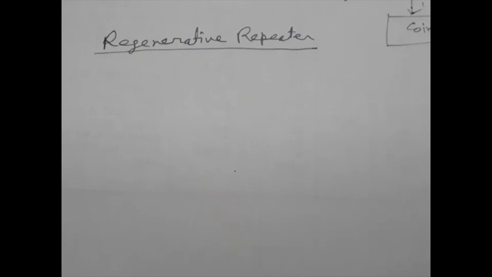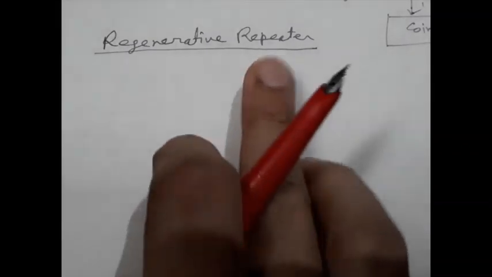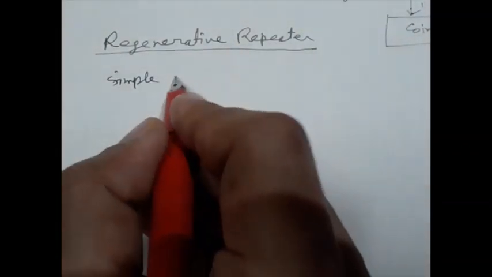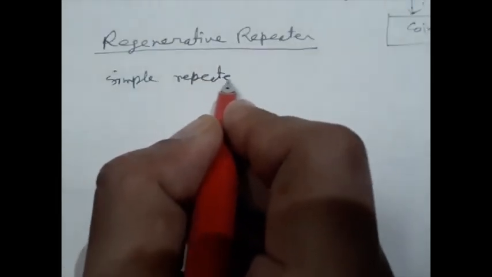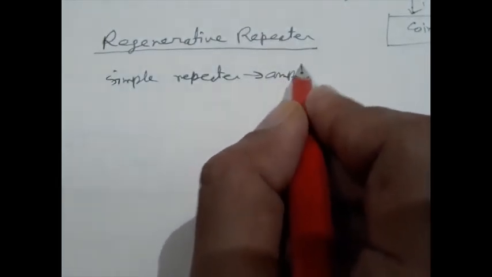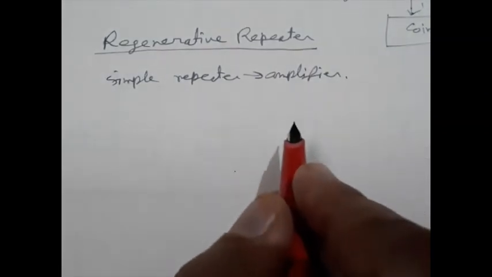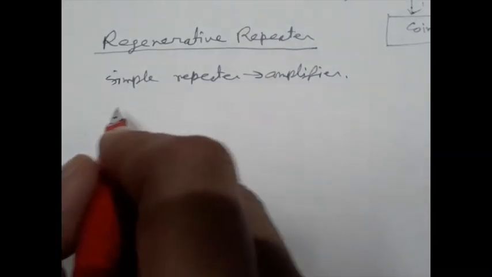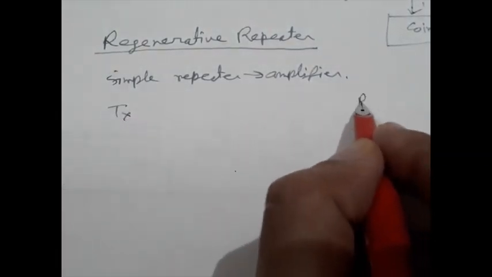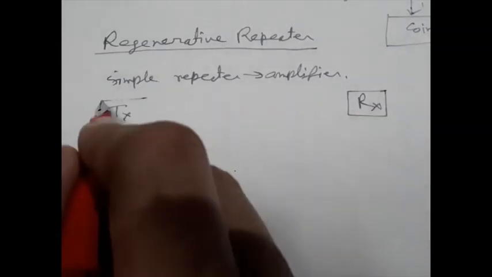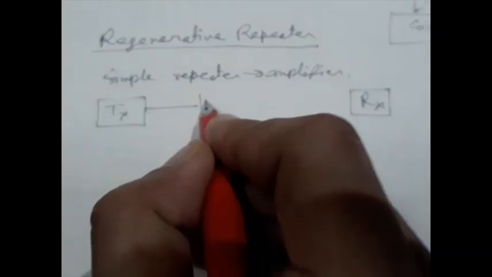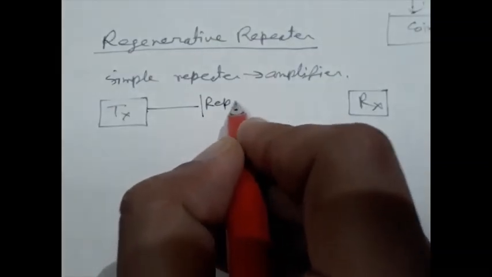Here is the basic difference between a conventional repeater and a regenerative repeater. A conventional, simple repeater is nothing but an amplifier. So what is done for an analog communication system: between transmitter and receiver they are far apart, so along this path in the channel, we place a number of repeaters.